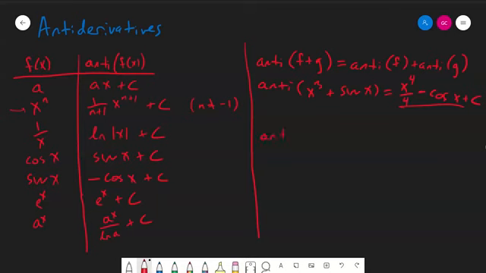Okay, it's also the case in general that if you want the antiderivative of some constant times a function, that the constant just pulls to the outside. Again, just like derivatives. So for example, if you wanted the antiderivative of, say, 5x to the 7th, well, that's just 5 times the antiderivative of x to the 7th. So 5x to the 8th over 8.